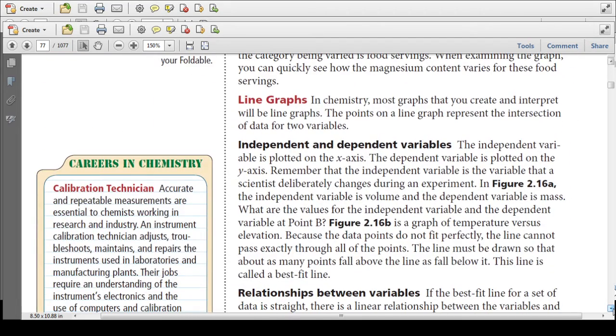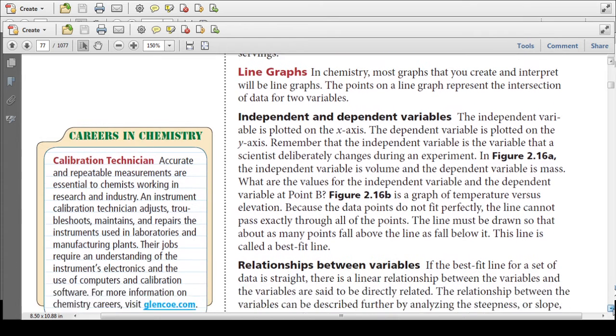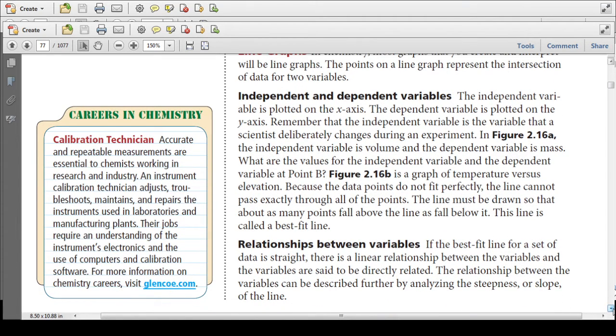In chemistry, most graphs that you create or interpret will be line graphs. The point on a line graph represents the intersection of data for two variables. The independent variable is plotted on the x-axis, and the dependent variable is plotted on the y-axis. Remember that the independent variable is the variable that a scientist deliberately changes during an experiment.